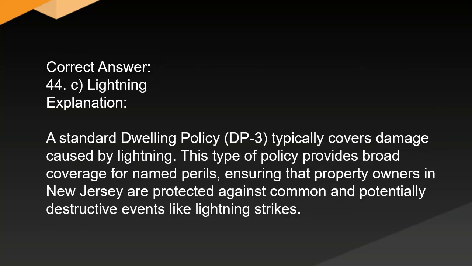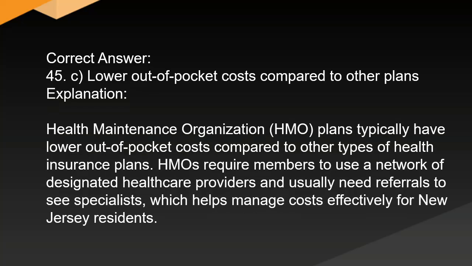Correct answer: C. Lightning. Explanation: A standard dwelling policy, DP-3, typically covers damage caused by lightning. This type of policy provides broad coverage for named perils, ensuring that property owners in New Jersey are protected against common and potentially destructive events like lightning strikes.